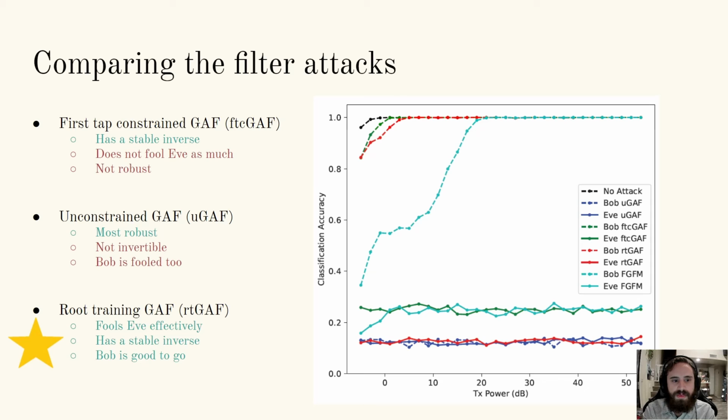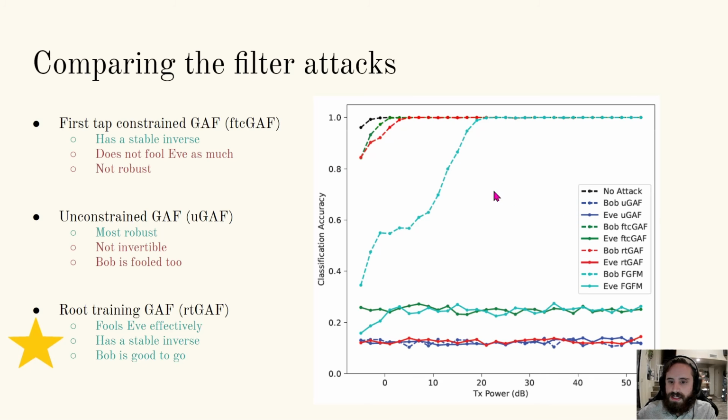We ran some simulations comparing all of our different filters. We did present another filter called the fast gradient filter method, or FGFM, in our paper, but there's not enough time in this presentation to go over that algorithm. So we are simply comparing the first tap constrained GAF, the root training GAF, and an unconstrained GAF where we just use the seed vector as the filter. So the filter creation function is effectively nothing.